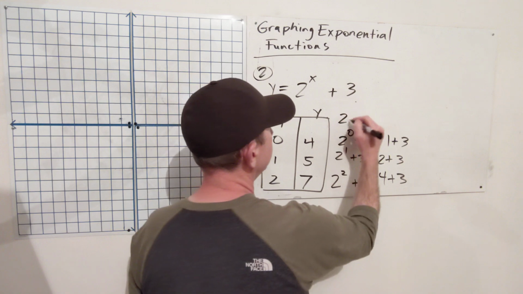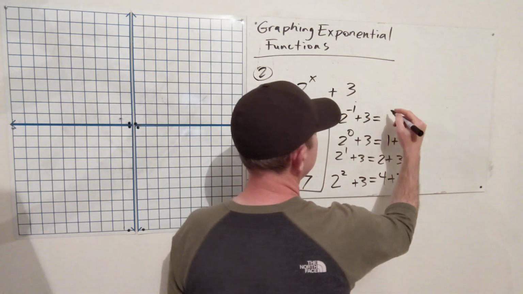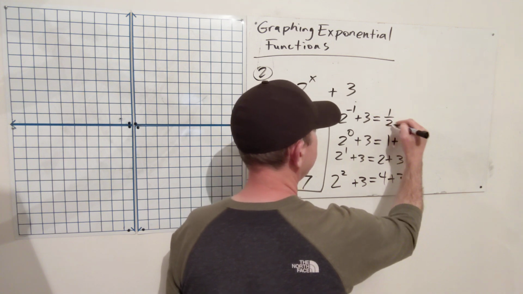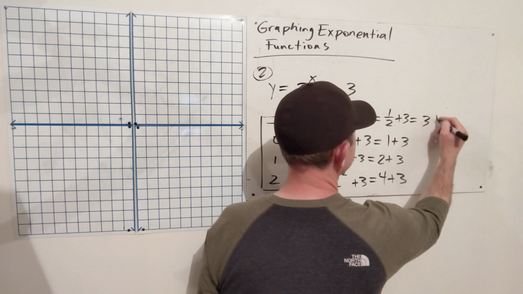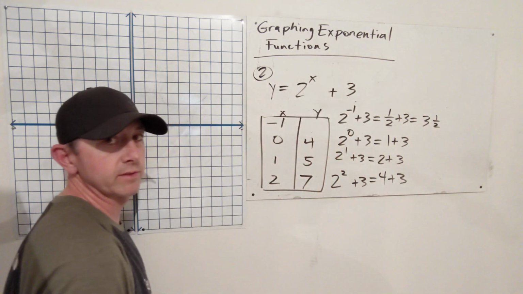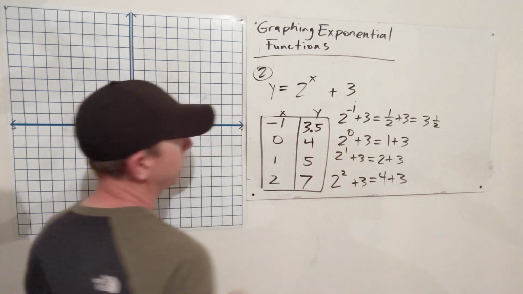And then finally 2 to the negative first power plus 3. We just did that one, so a negative exponent changes it to 1/2 plus 3, so that's equal to 3 and a half. I'll write it as 3.5 here, but for Canvas purposes and typing it in, I would write it as 3.5.